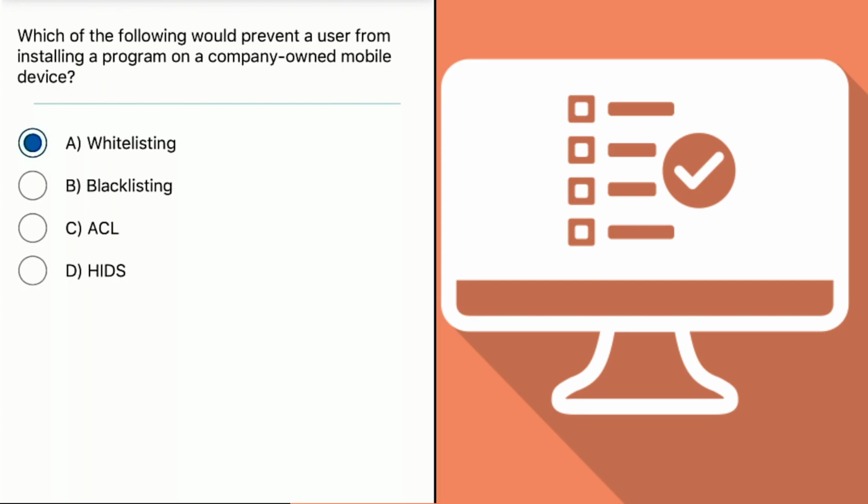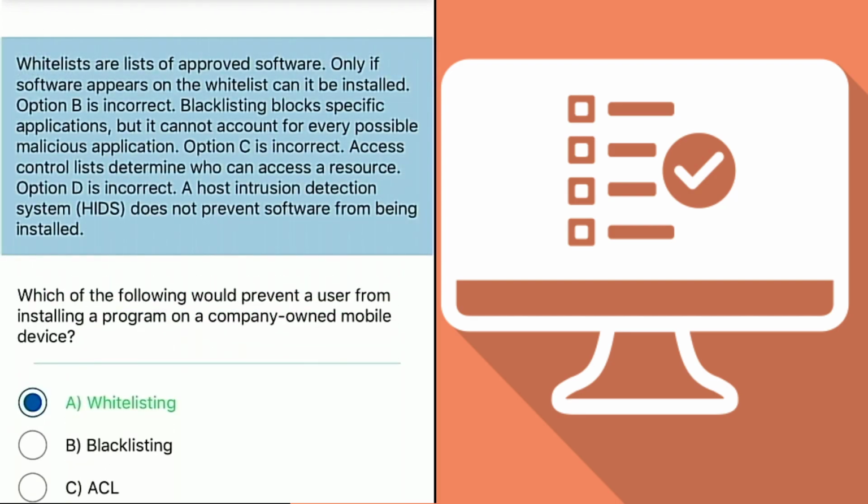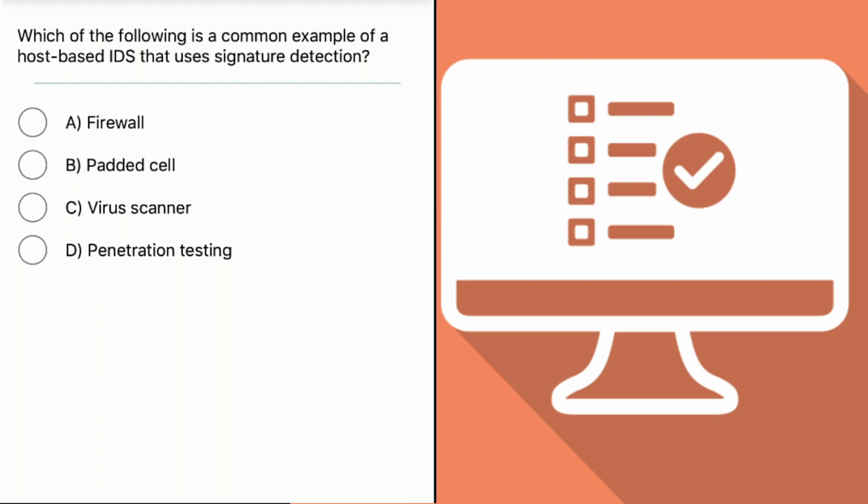Alright, if you choose A, you're correct. Why is that? Whitelists are lists of approved software. Only if software appears on the whitelist can it be installed. Option B is incorrect. Blacklisting blocks specific applications, but it cannot account for every possible malicious application. Option C is incorrect. Access control lists determine who can access a resource. Option D is incorrect. A host intrusion detection system does not prevent software from being installed. Alright, let's go to the next question.